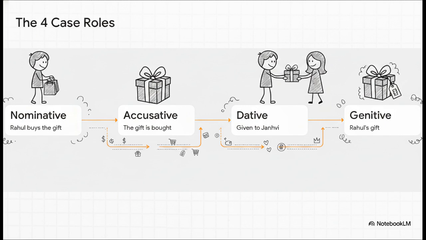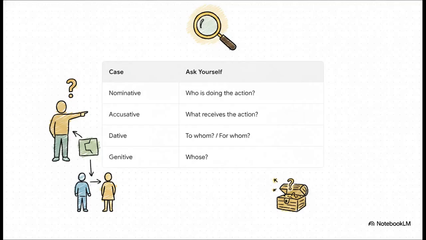To make this really stick, we use what the handbook calls the golden questions. Honestly, forget memorizing scary grammar terms for a second. Just memorize these questions. Nominative asks, who is doing the action? Accusative asks, what is receiving the action? Dative asks, to whom? And genitive asks, whose? Drilling these 4 golden questions trains your brain to adopt that detective mindset. It completely stops you from blindly guessing at tables, because now you're asking what the noun is actually doing.